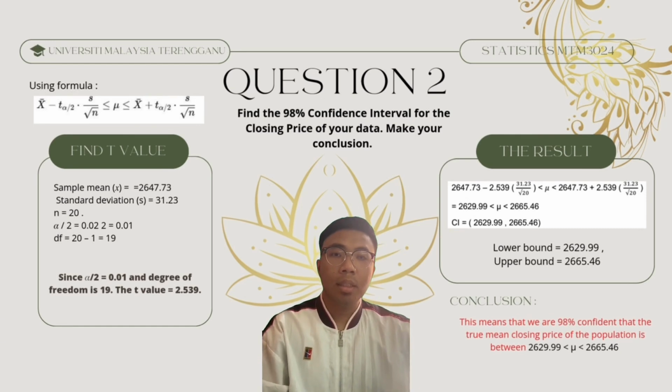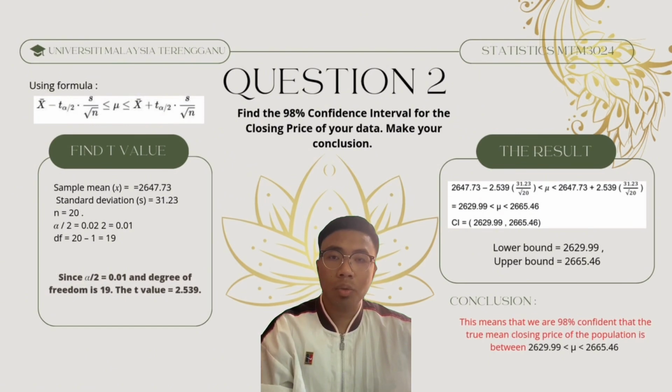Thus, the answer is 2,629.99 less than mu less than 2,665.46. The result we got confidence interval is bracket 2,629.99 and 2,665.46. We can conclude that we are 98% confident that the true mean closing price of the population is between 2,629.99 less than mu less than 2,665.46.